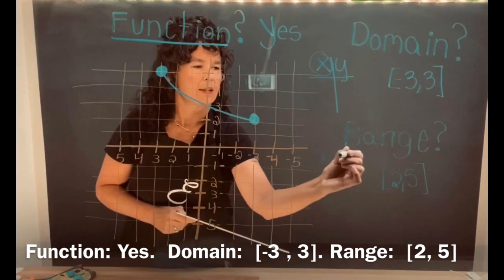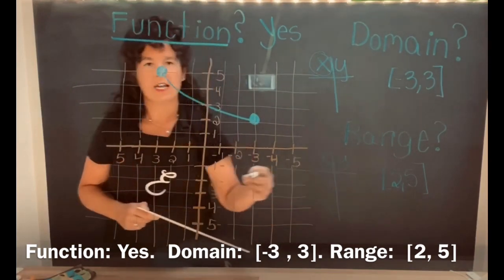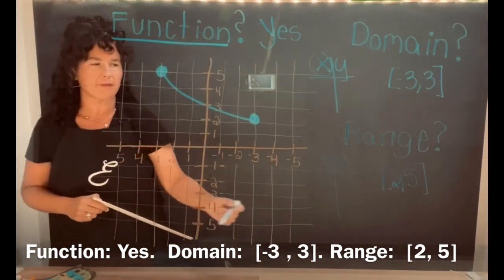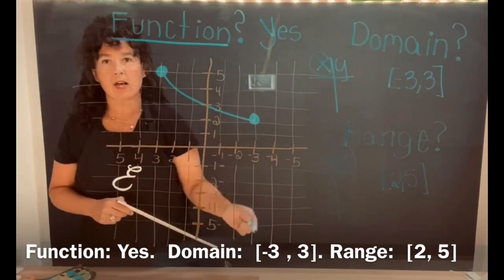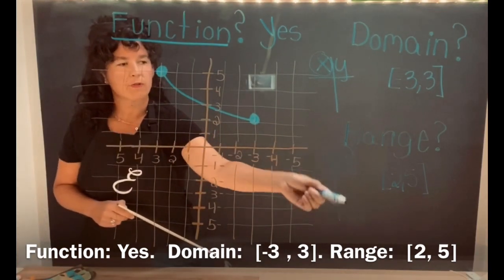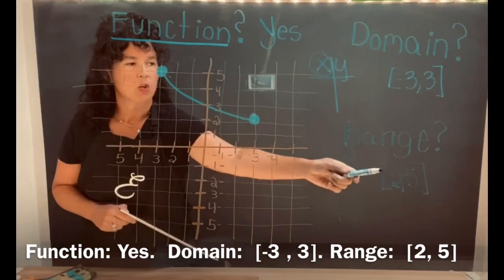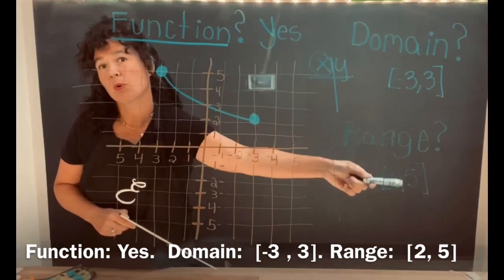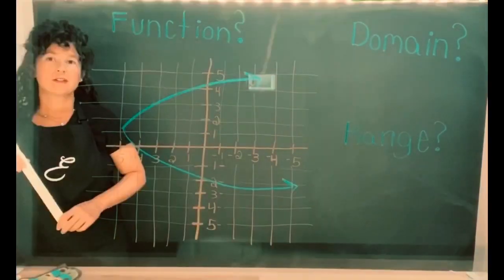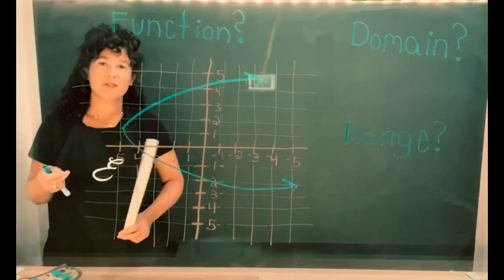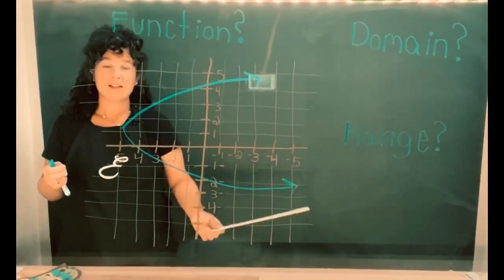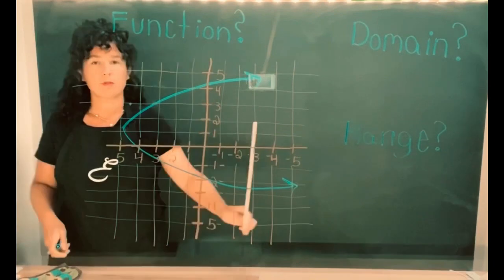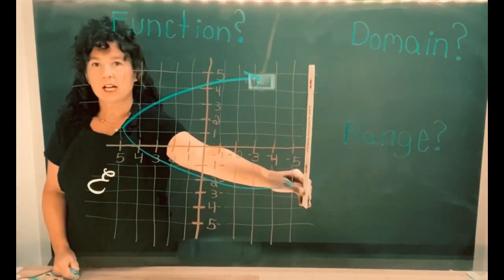Similarly, if I made a t-chart that contained every point on this graph, the range are the y values. So the numbers we would find over here in the y column would be any number 2 through 5. Here we have another graph. First, we're going to decide if it's a function. So we're going to perform the vertical line test.